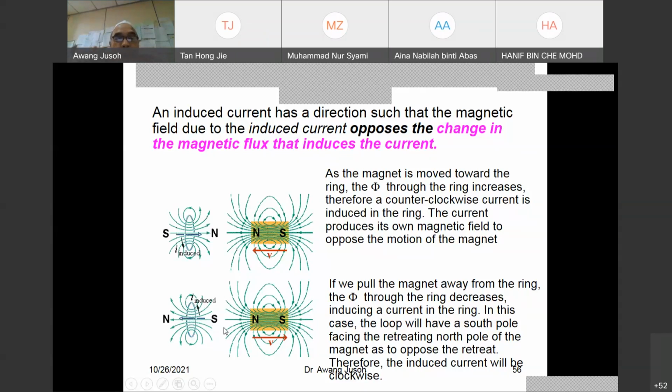You got it? I hope you can understand. The current set up produces flux to oppose. Oppose means when you bring it here, it becomes a north pole. Oppose, not attract. Oppose means they are opposite to this main flux. And here, because you bring it far away, it becomes a south pole. You want to attract it back. That is Lenz's law. You can read this statement here, just go through it to understand what Lenz's law is. But basically, Lenz's law is like that.